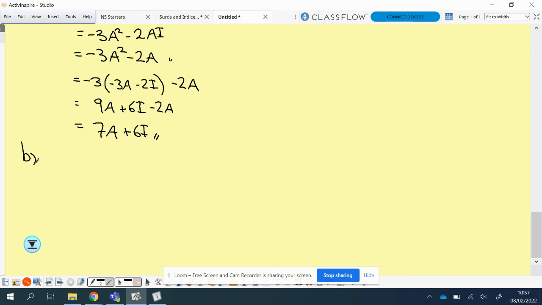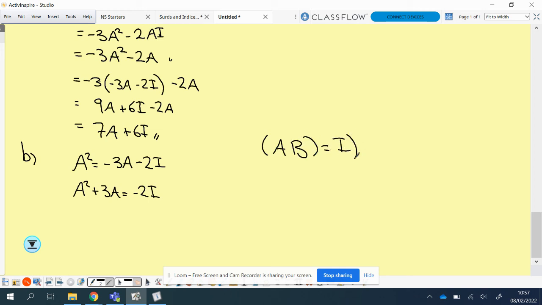So I knew from the first part that A squared is negative 3A minus 2I. If I rearrange this, in other words bring the A's over, I'm going to have A squared plus 3A equals minus 2I. Remember, what I'm trying to achieve here is A times B equals I.